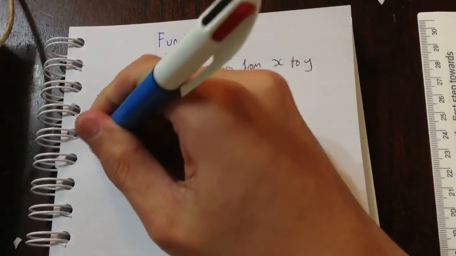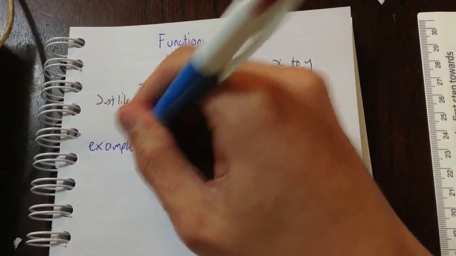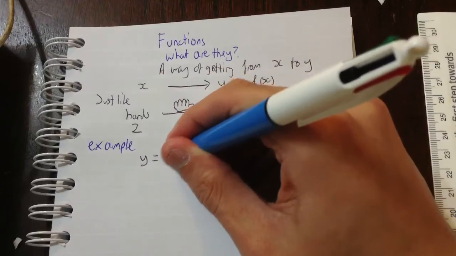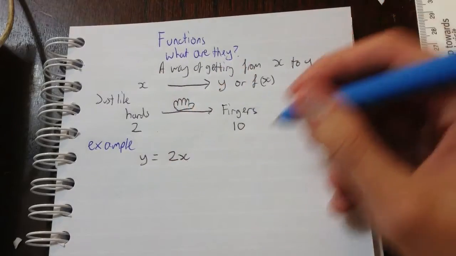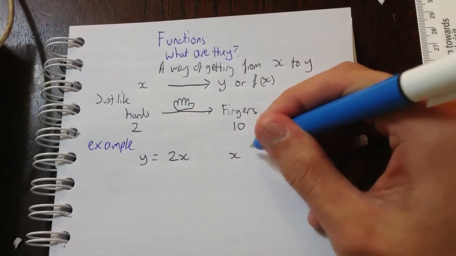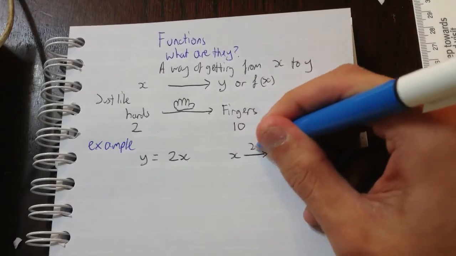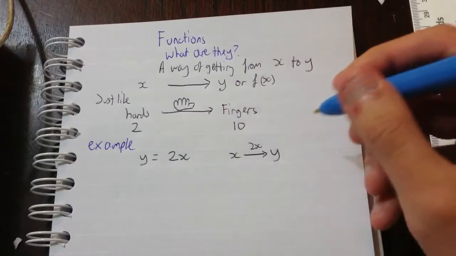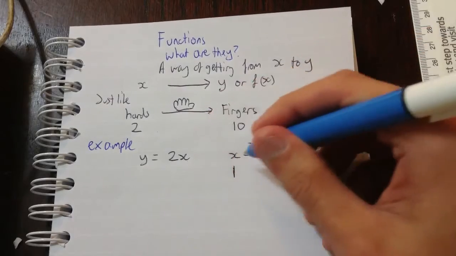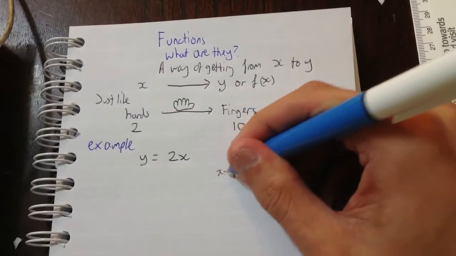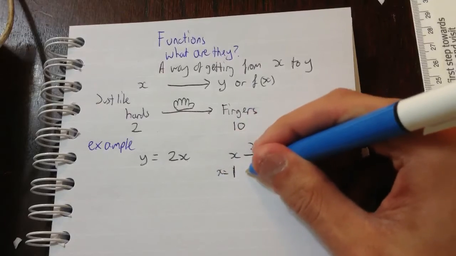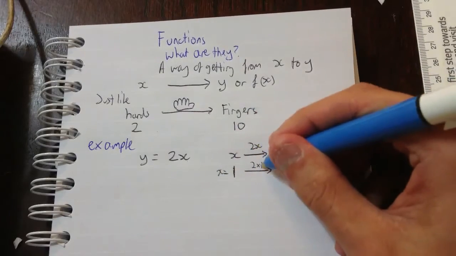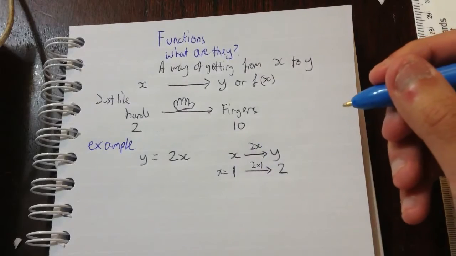Let's give you an example. If y equals 2x, okay? Let's put x in, and it's going through 2x, and it comes out to y. That's kind of what it's saying. So if we put 1 into this, if we let x equal 1, then we put it through, it'd be 2 times 1, and because x is now 1, we come out with 2.